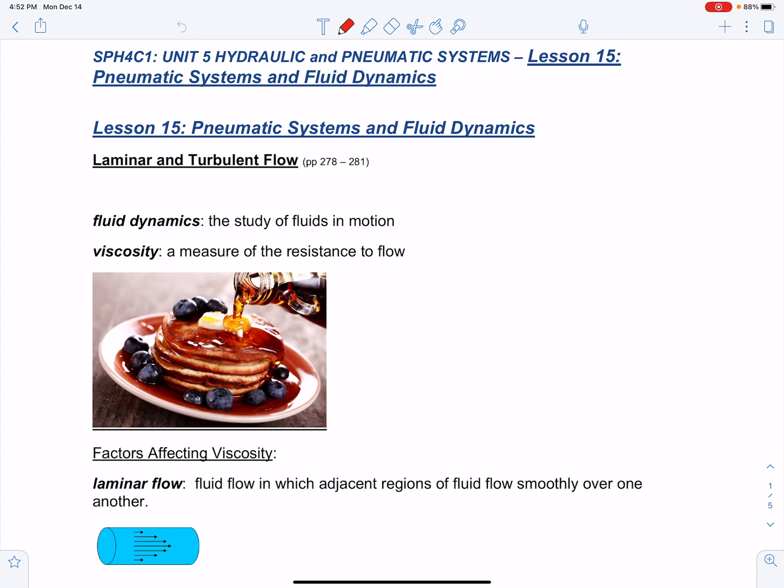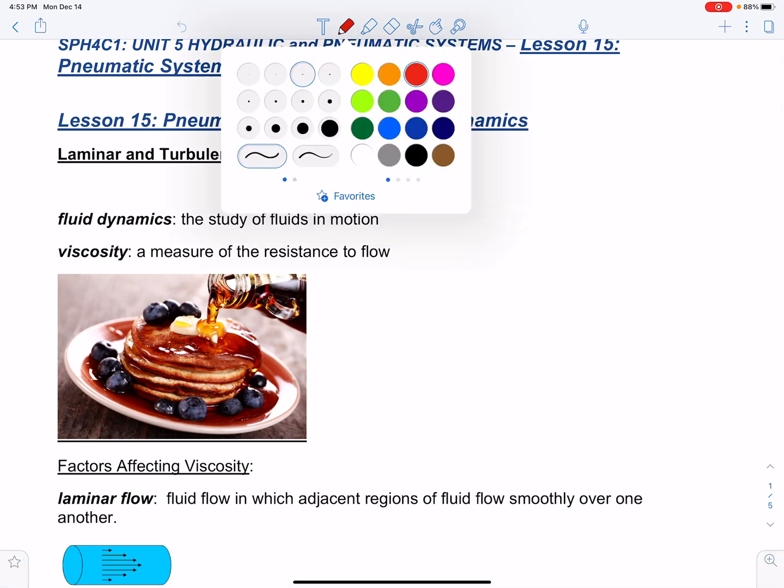Lesson 15, Pneumatic Systems and Fluid Dynamics. We're going to start this discussion with the difference between laminar and turbulent flow. First off, fluid dynamics is the study of fluids in motion, and viscosity is a measure of the resistance to flow. So a substance like maple syrup has a high viscosity.